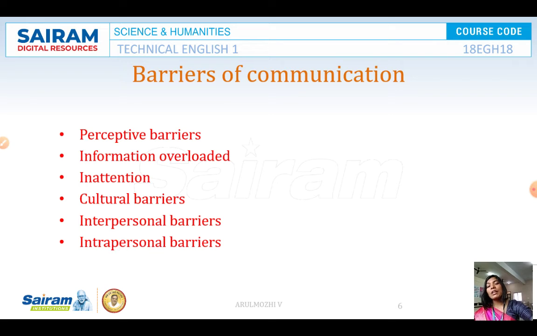Interpersonal barriers. What are these interpersonal barriers? When the speaker lacks knowledge of what he is speaking about, or when the speaker lacks certain values, then it becomes an interpersonal barrier. Or if his name is spoiled by certain things, then it becomes an interpersonal barrier.